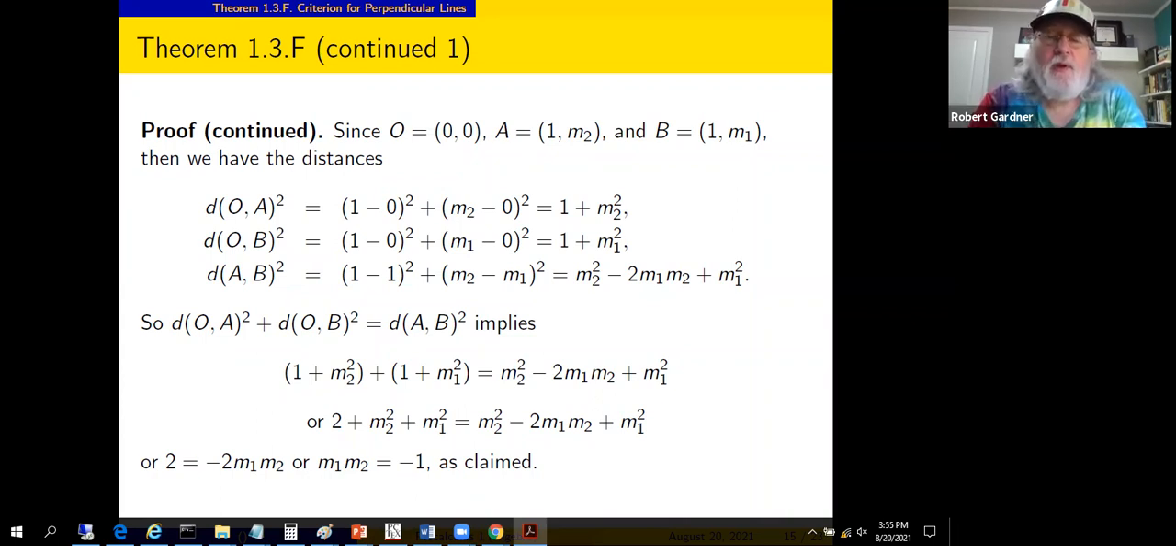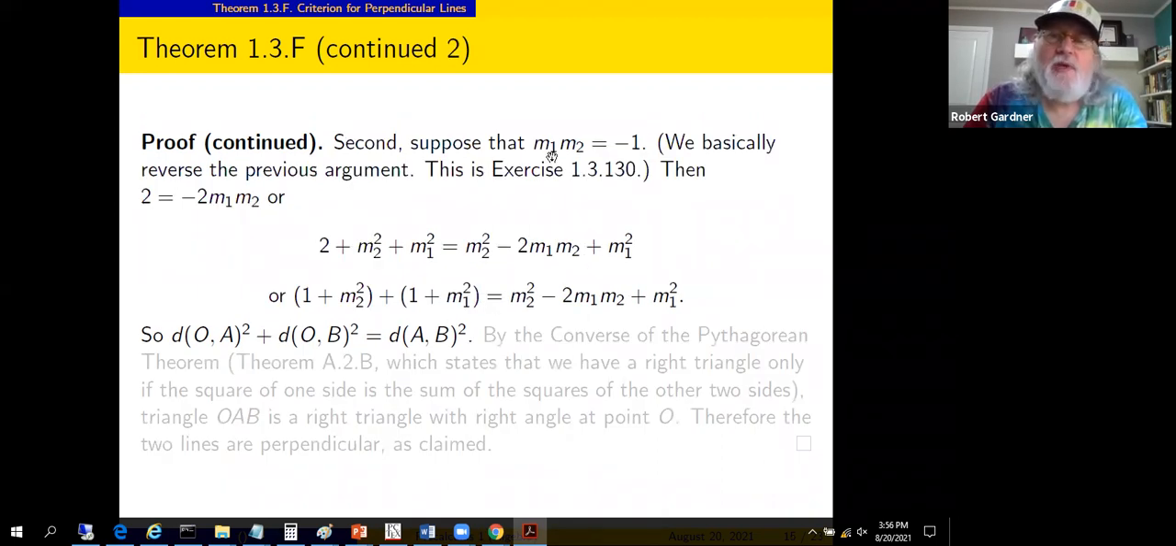So if those lines intersect at a right angle, then the product of the slopes of the two lines is negative 1. We're halfway there. Now we need to show if the lines satisfy this algebraic relationship with their slopes, then the lines intersect at a right angle. And it's basically this argument backwards. We want to go from this assumption to the conclusion of right angle. Now suppose m1 times m sub 2 equals negative 1. We're reversing the previous argument, basically.